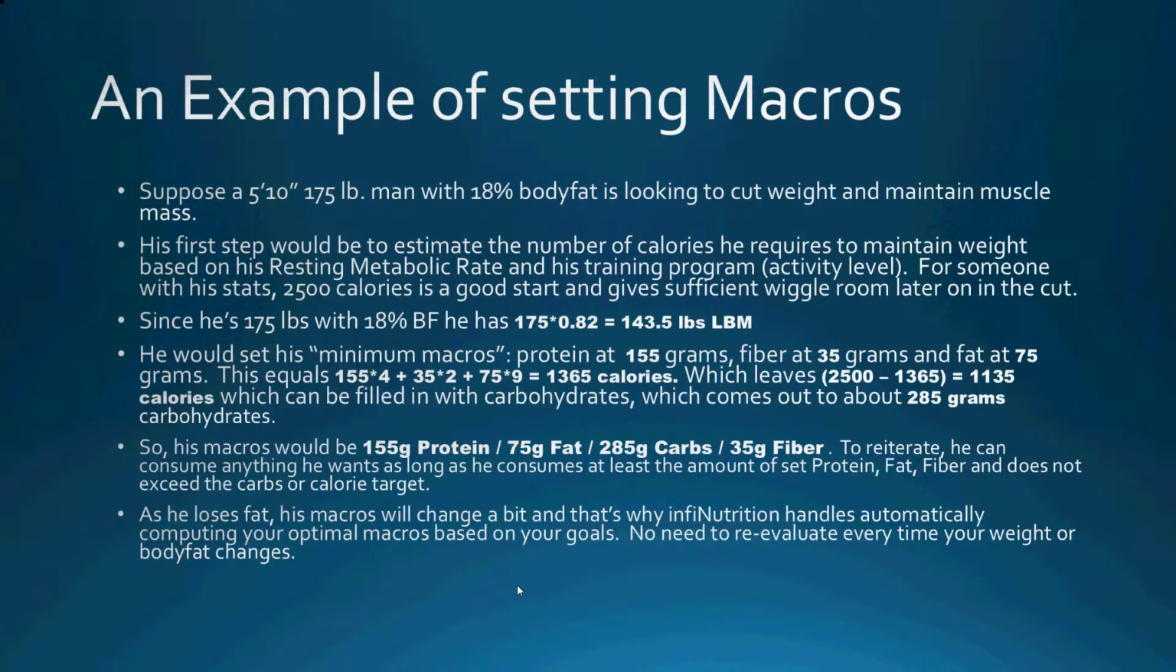This comes out to 1,365 calories, which leaves 1,135 calories, which can be filled in with carbohydrates. And that comes out to about 285 grams. So his macros would be 155 grams protein, 75 grams fat, 285 grams carbs, and 35 grams fiber. So to reiterate what we went over before, he can consume anything he wants as long as he's consuming at least the amounts of set protein, fat, and fiber and doesn't exceed the carbs or calorie target.